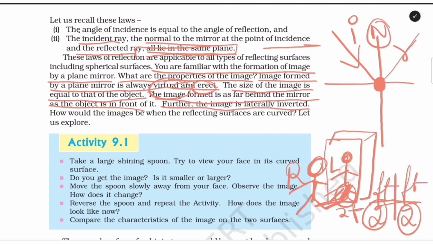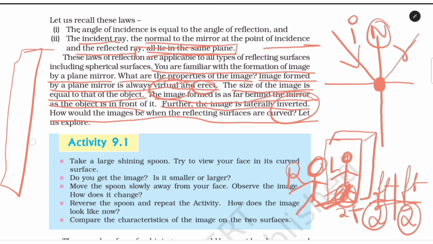Further, the image is laterally inverted, meaning it is opposite. Then one question has arisen: how would the images be when the reflecting surfaces are curved? When the reflecting surface is straight we have seen this, but when it has a curve like this, what will happen? Let us explore.